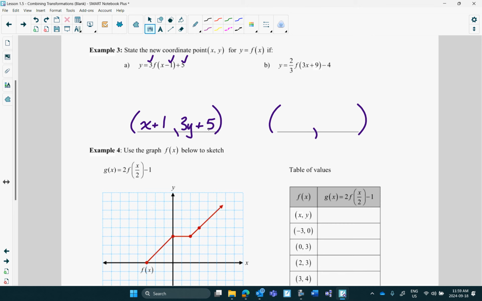X minus 1? Yeah, that's a shift. It moves the x's to the right one.